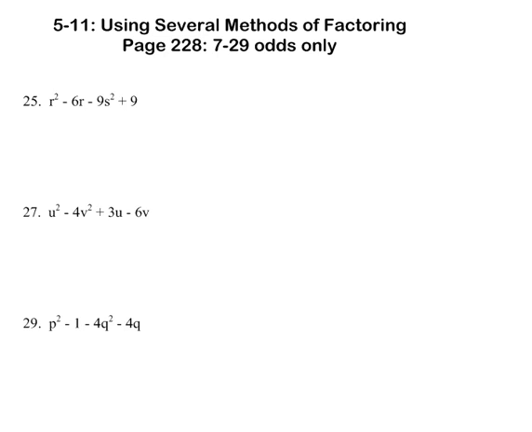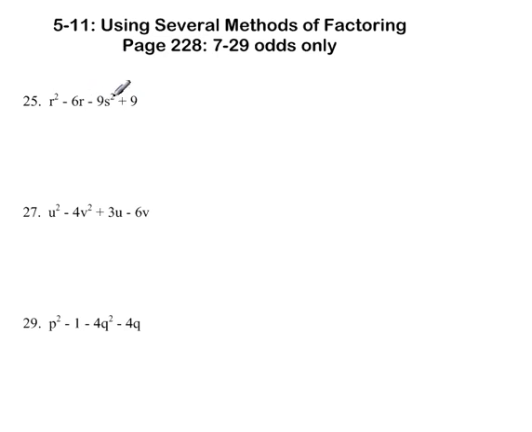Alright, for the last three problems from 7 to 29 odds on 511, we got 25, 27, and 29. So starting out on number 25, on this one you've got an r squared, an r, and a constant, and then right here you have an s squared. It seems to be out of nowhere.